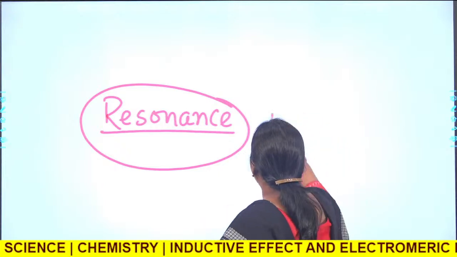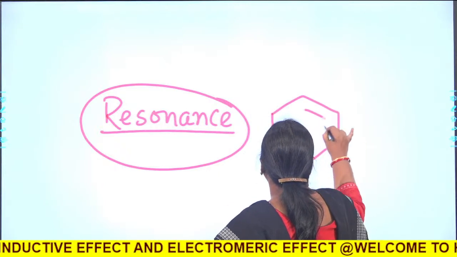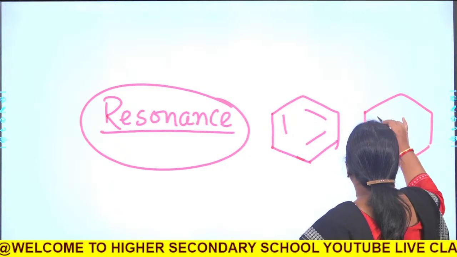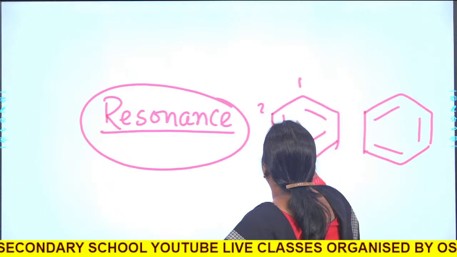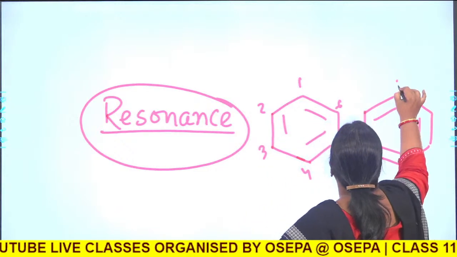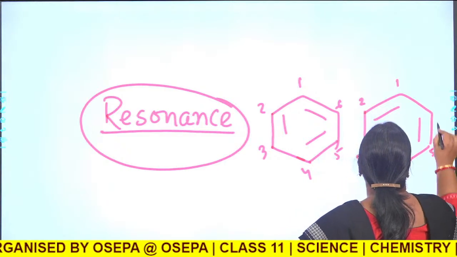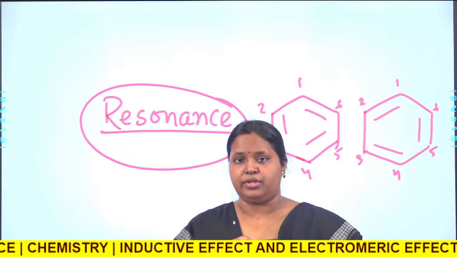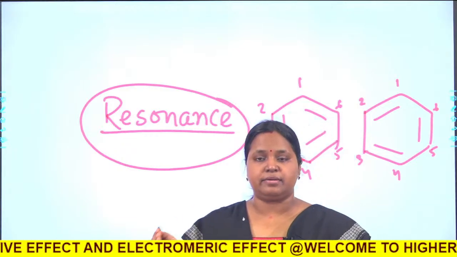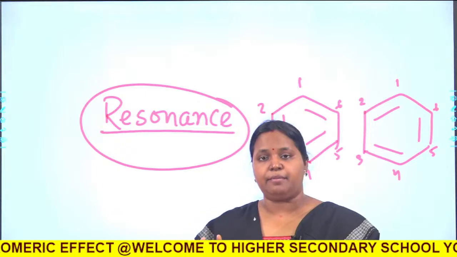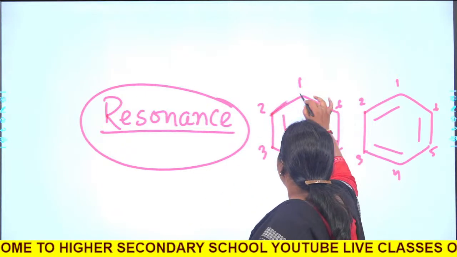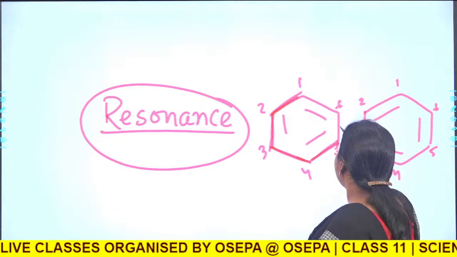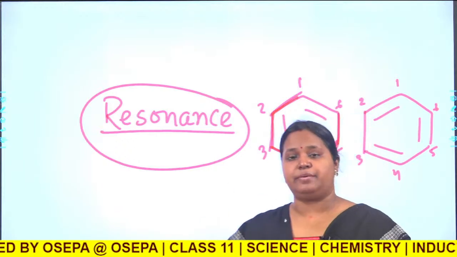Suppose there is a molecule benzene. Consider benzene. Benzene can be written like this, as structure 1 and structure 2. It has 3 single bonds and alternate pi bonds, 3 pi bonds and 3 sigma bonds. It has a single bond followed by a double bond, then single bond, then double bond, then single. So alternate single bonds and double bonds are present in benzene.